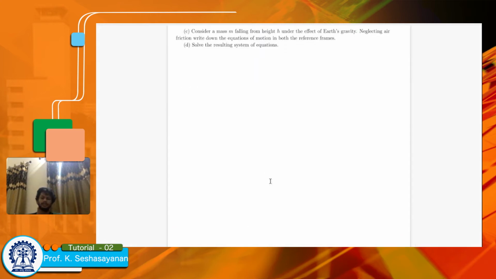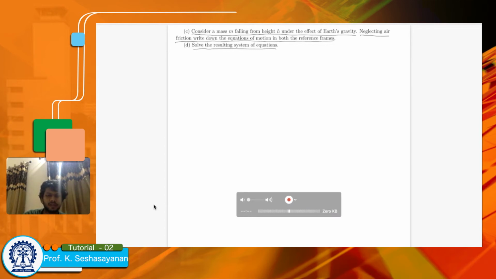So the next question is, consider the mass m falling from a height h under the effect of Earth's gravity. Neglecting air friction, write down the equations of motion in both the frames of reference. Solve the resulting system of equations.